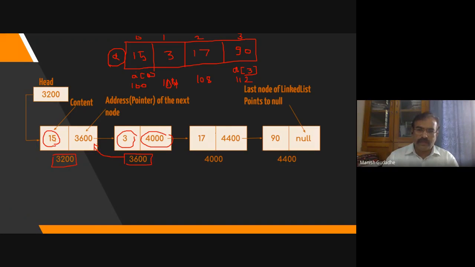After 17, where is the next element? It is stored at location number 4400. After 90, what element are you going to access? I am not going to access any element, so its address field is made null and it cannot be accessed. So this is the way we are designing a linked list.